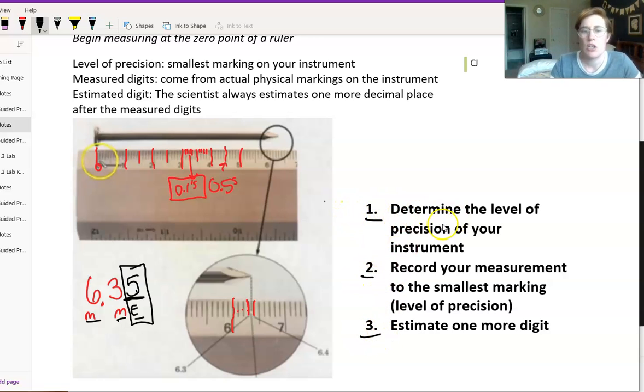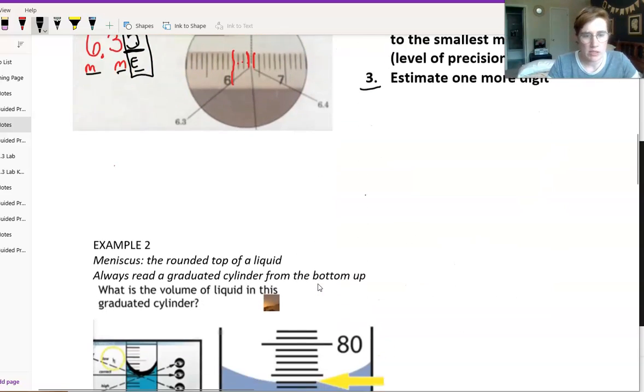The first is we determine the level of precision of the instrument, which we did, and the level of precision is the 0.1s. Then we record the measurement to the smallest marking, which we did. These are our measured digits. And then lastly, we always estimate one more digit, which we did. So let's do a couple more practice problems.